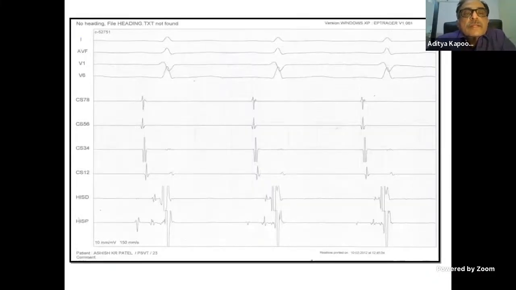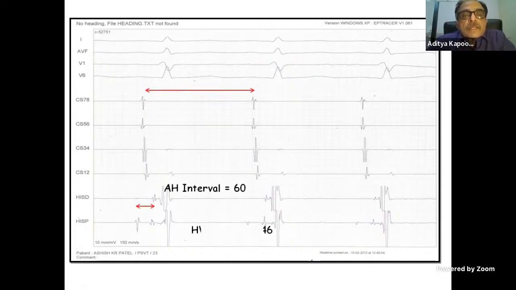So this is again the tracing standard format, 3-4 ECGs displayed here. These are the CS's A's. This is the His bundle distal. This is the His bundle proximal, right? So this is the cycle length which I was talking about. The AH interval is around 60 and the HV interval is measured around 46 in this patient.